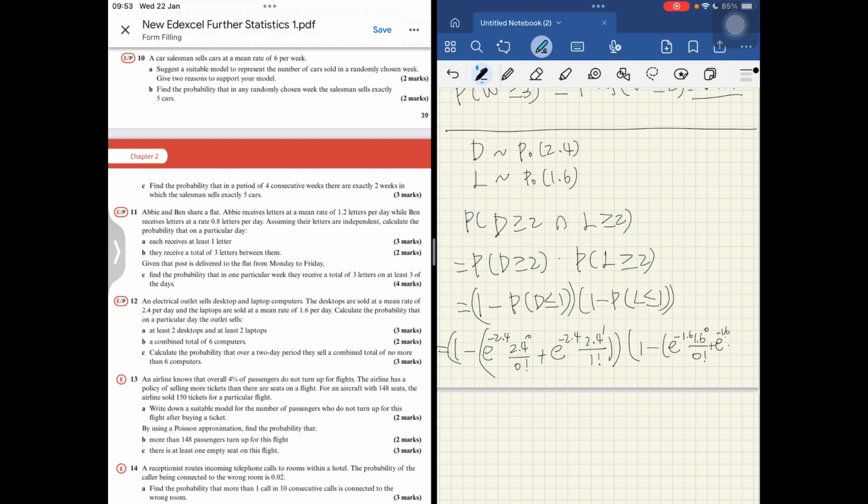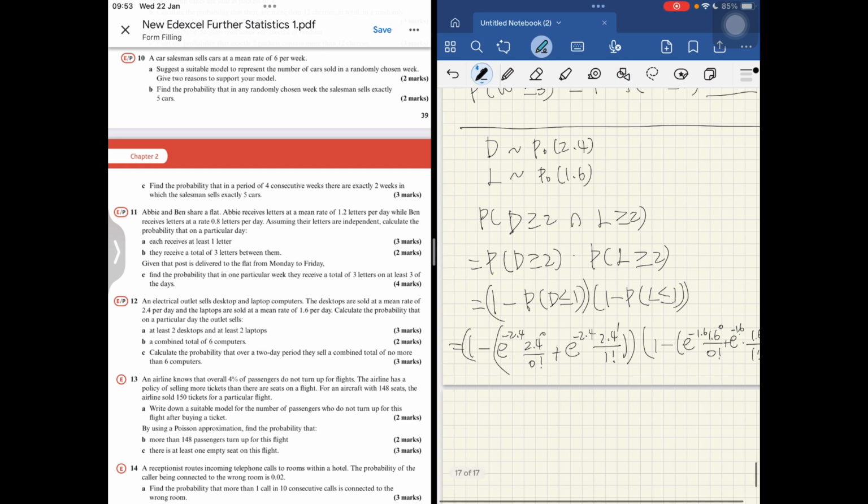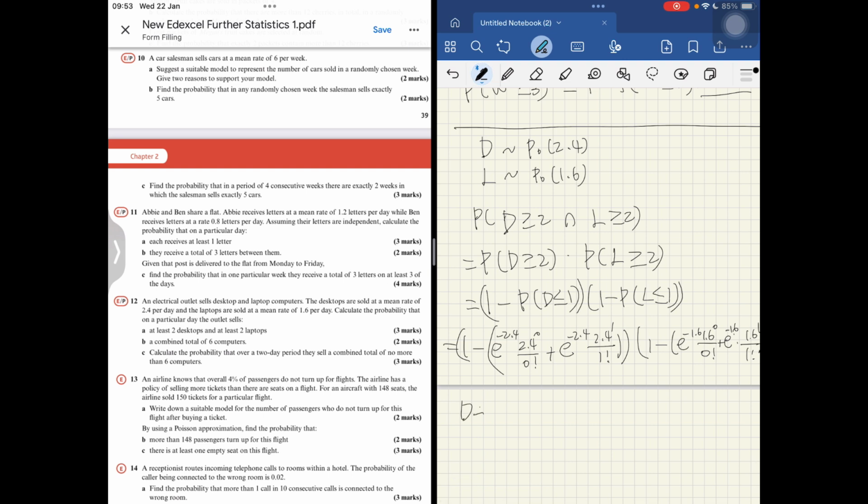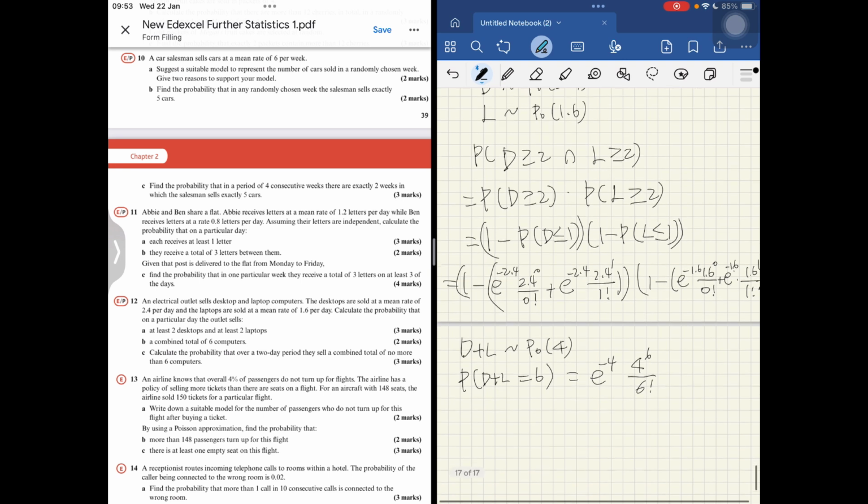So this is the answer for part A. Now combine the total of 6 computers. D plus L follows Poisson 4. So probability D plus L equals 6 is e to the power of negative 4, 4 to the power of 6 over 6 factorial.